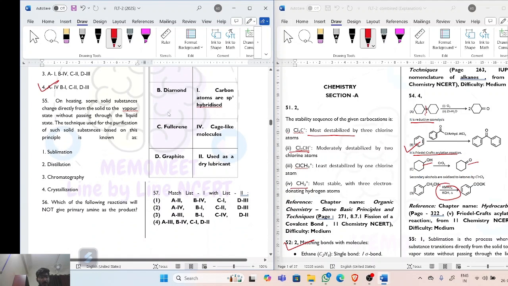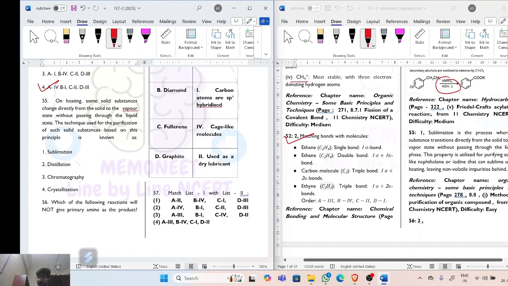On heating, some substances change directly from solid to the vapor state without passing through a liquid state. The technique used for the purification of such solid substances based on this principle is known as... Okay, so this is a theoretical question.